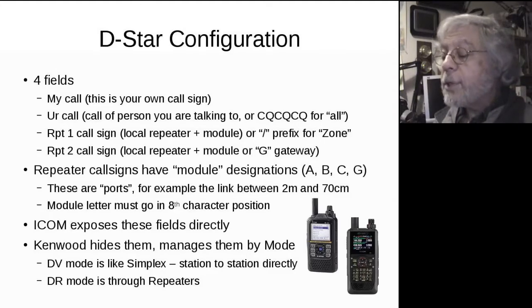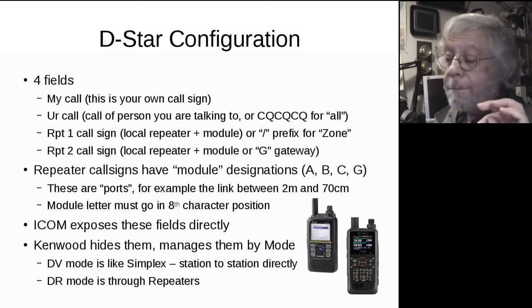There are 2 repeater call signs to put in if you want to be talking through a repeater. And there are zones that you can stick in there. I'll show you a little picture in a second about what this is all talking about. So you've got these 4 fields that you have to set right. If they're not set right, you can be talking and no one hears you. You can be listening and not hearing things. It's kind of finicky, but there's a lot of flexibility built into that, which I'll get to later.